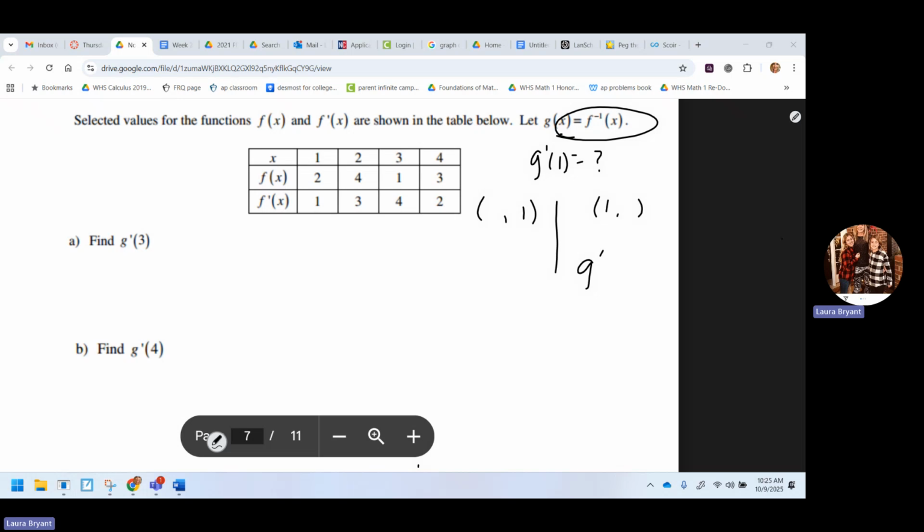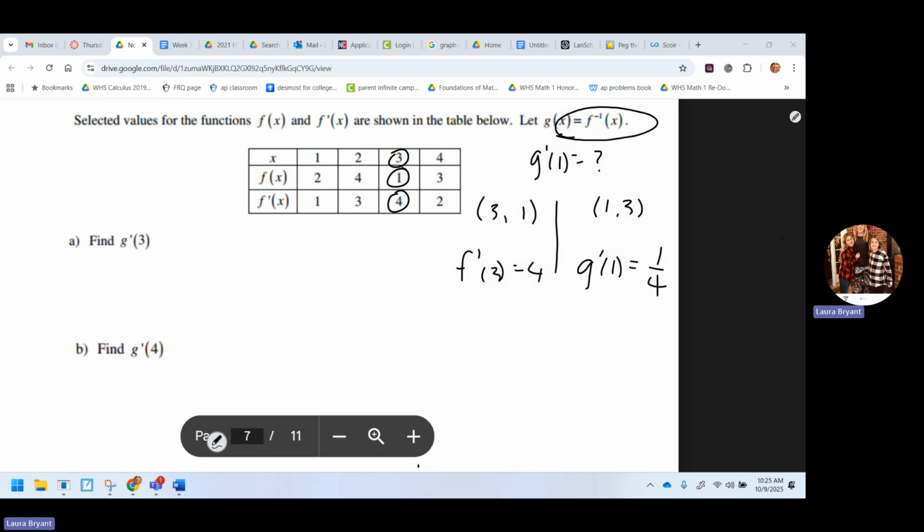Are you done? Did you get 3 as the X coordinate? Okay, and then F prime of 3 is 4. The answer is 1/4. Did you get it? I got 1. Dang.